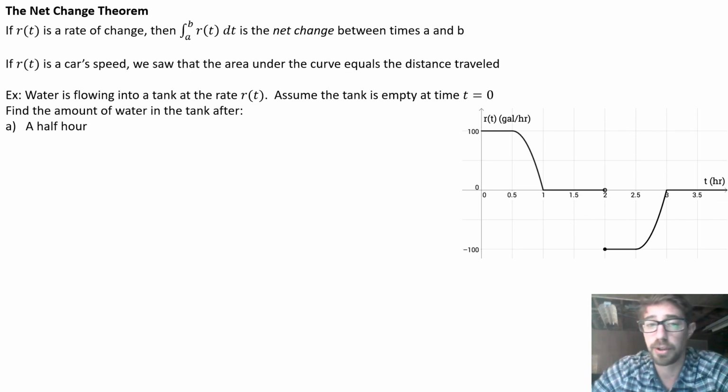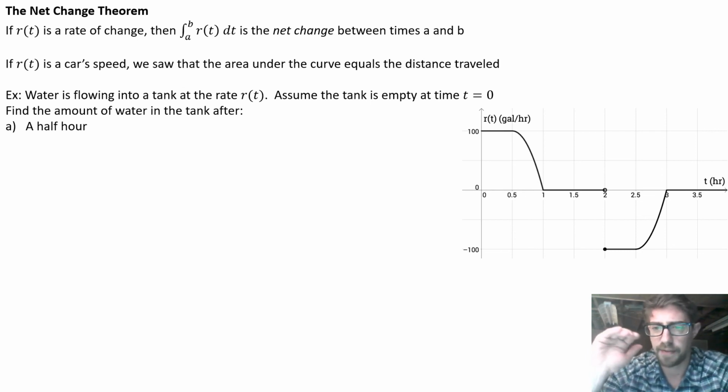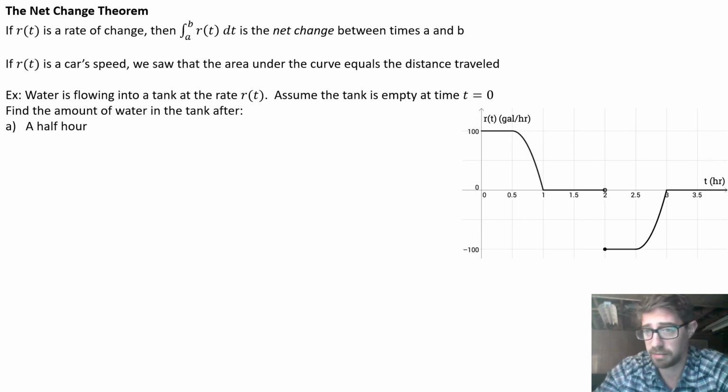So I'm going to ask you for the amount of water in the tank after some various times. So after 1 hour, think about this intuitively. After half an hour, for that first half an hour, water is flowing into the tank at the rate of 100 gallons per hour, right? So just think about this, 100 gallons per hour for half an hour, 50 gallons, right, 50 gallons.